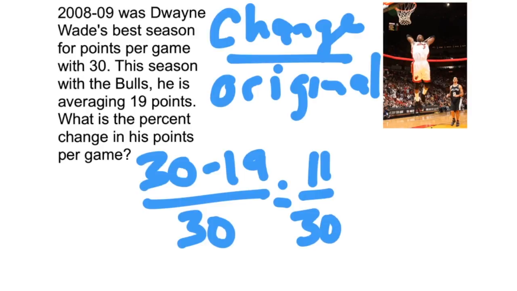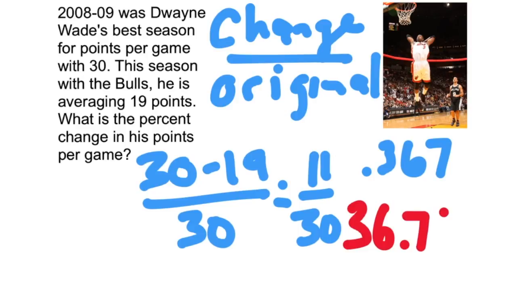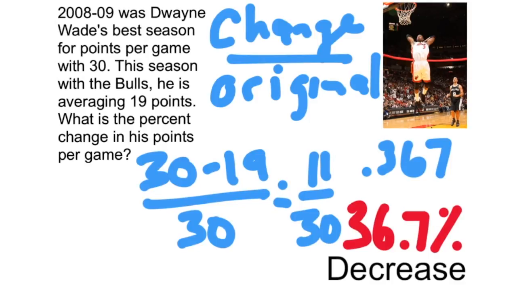And then we got to just change that fraction into a percent. So 11 divided by 30 is 367 thousandths. Change that to a percent. That's a 36 and 7/10% decrease, because the amount that he's scoring now is less than what he used to score back in 2008, 2009.